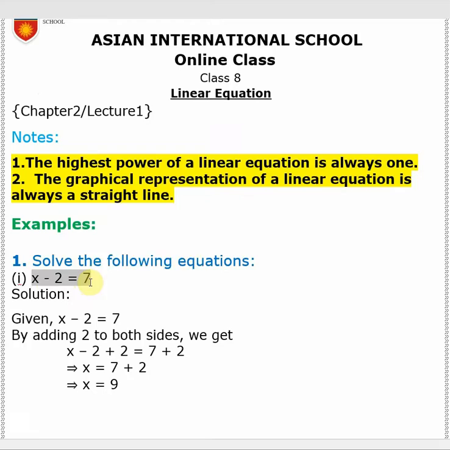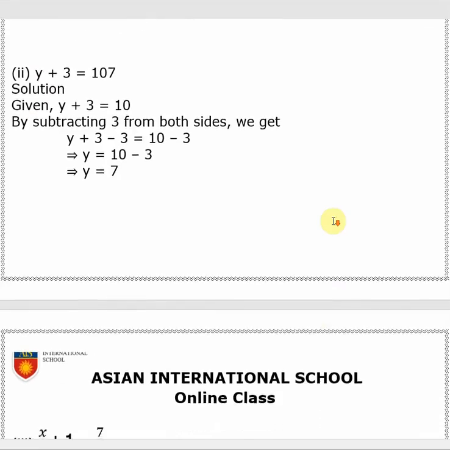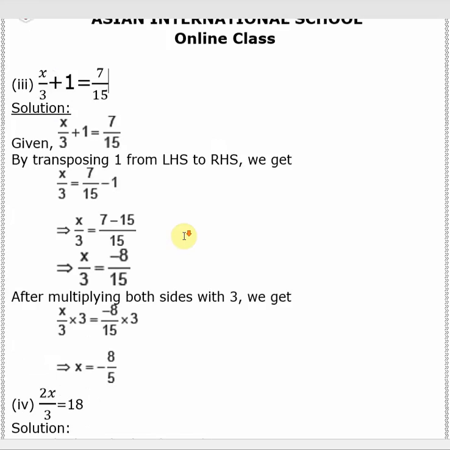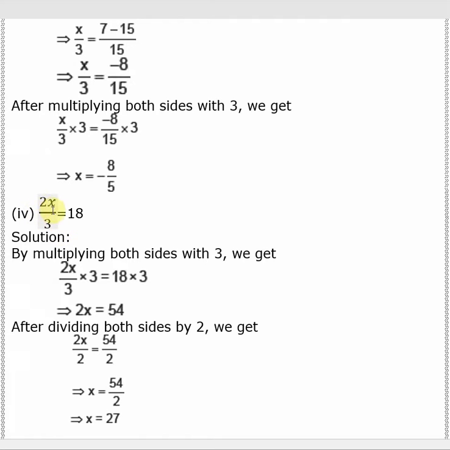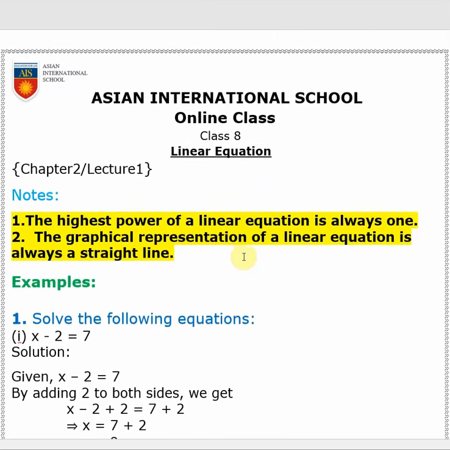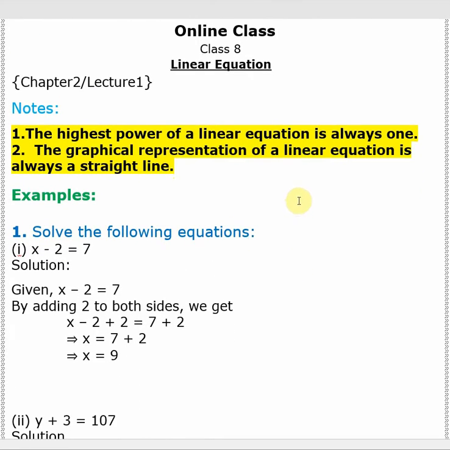Examples like this: x minus 2 is 7, y plus 3 is 10, x by 3 plus 1 equals 7 by 15. In this equation, you can see x is the variable, and it is also involved with a fraction, 1 by 3. Similarly, here 2x by 3 is 18. x is the variable, multiplied with a factor 2 by 3. So 2 by 3 is its coefficient, but its power is only 1. So any equation with the maximum power of the variable being 1 is called a linear equation.